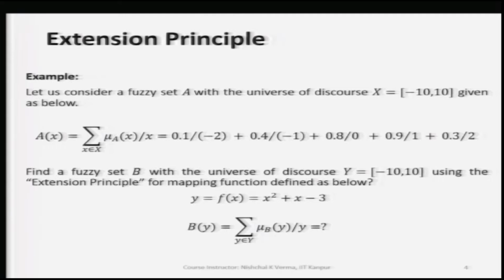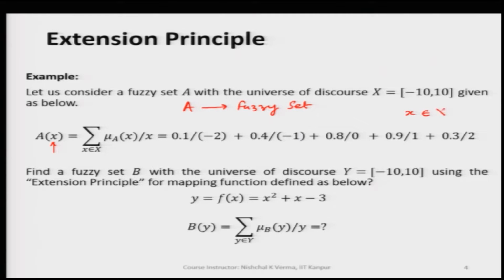Let us take other examples. We are taking this example also to make you understand the extension principle better. In this example we have taken a fuzzy set A, a discrete fuzzy set, and this discrete fuzzy set A is defined in the universe of discourse capital X. That is why small x is mentioned here. Small x is the generic variable, which belongs to the universe of discourse capital X. This is very clear and easy to understand: we have a simple discrete fuzzy set A, which has 5 elements.